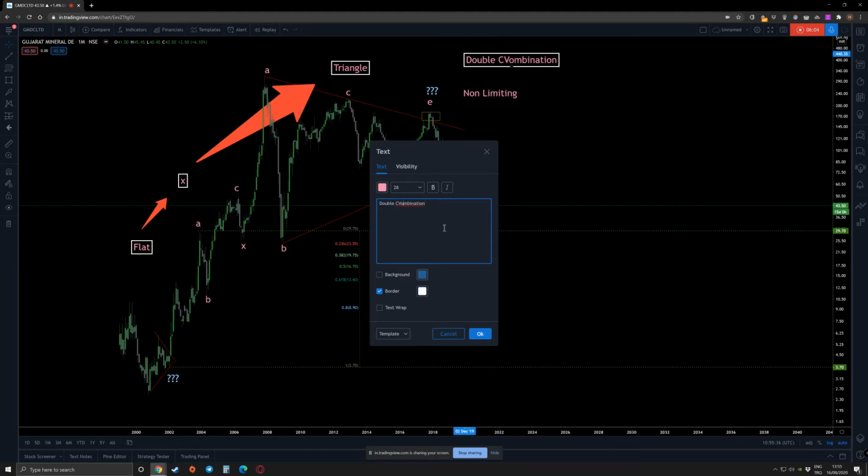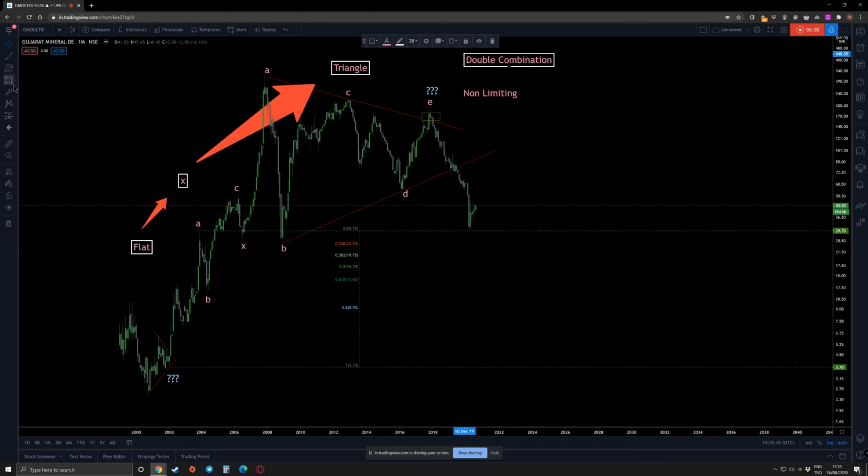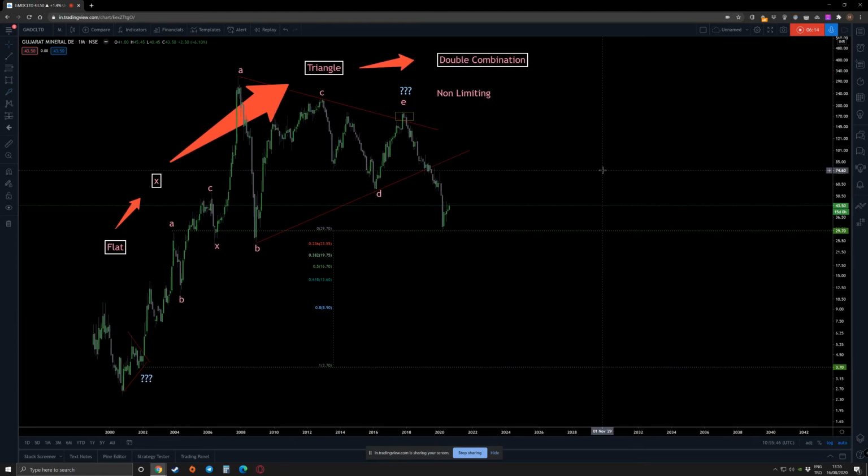Okay, that's it. Okay, you have the first flat, then you have the X wave, then you have the triangle, then you have the double combination. So this is how it looks like.